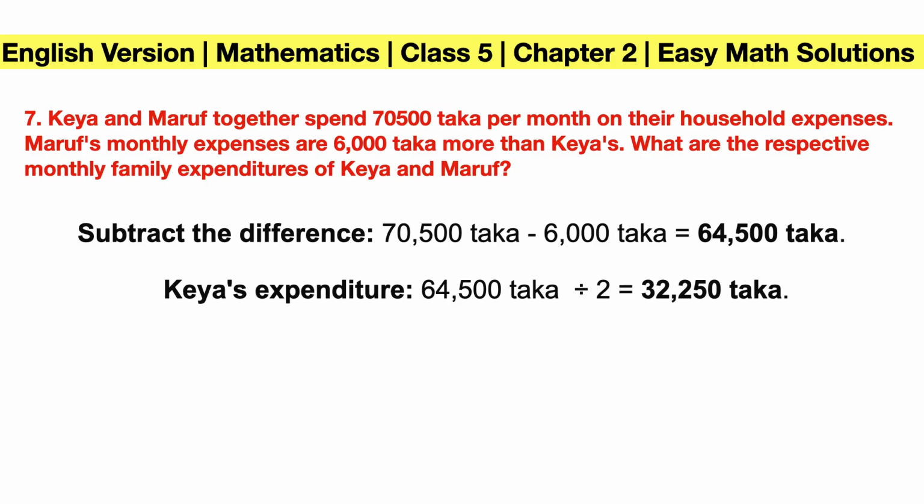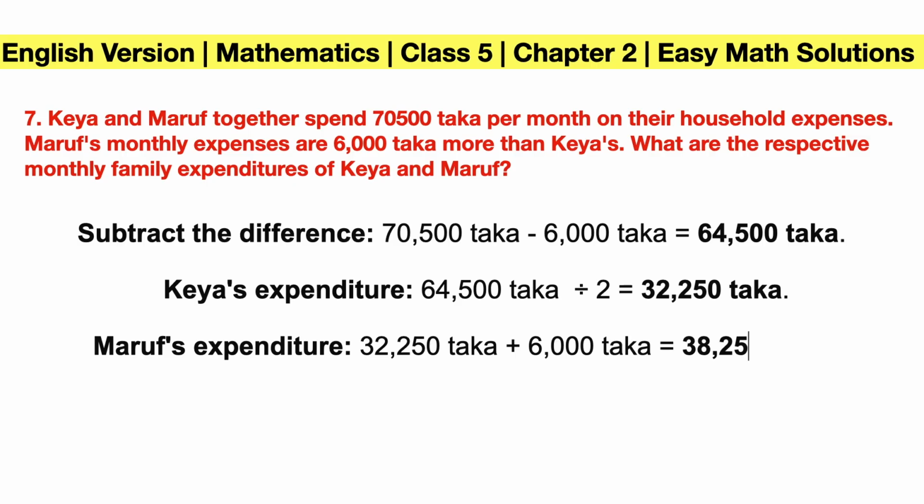32,250 taka and Maruf's expenditure 32,250 plus 600, that means 32,850 taka. Answer: Maruf's expense 32,850 taka and Kia's expenditure 32,250 taka. Thank you.